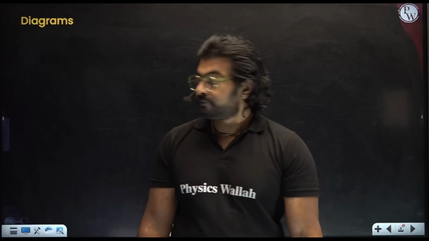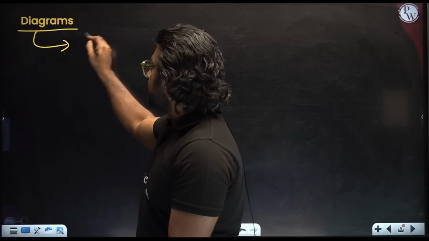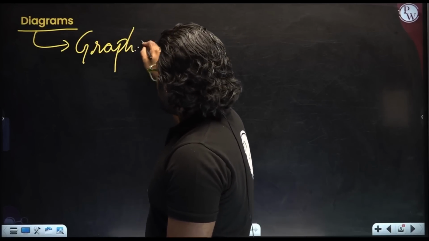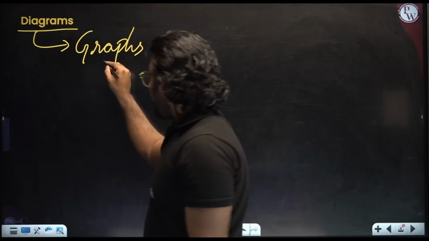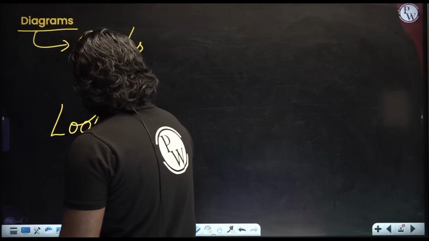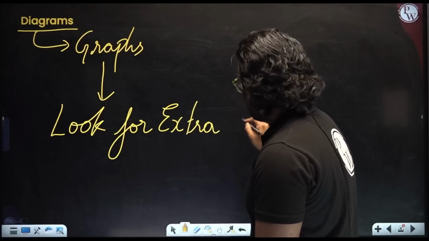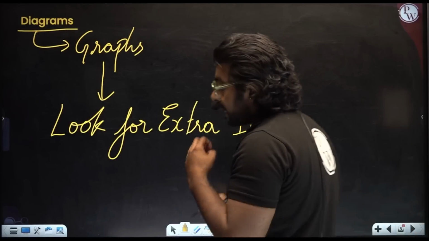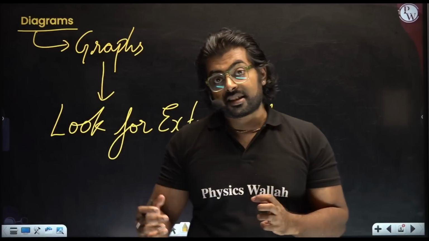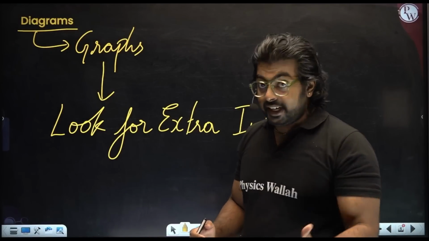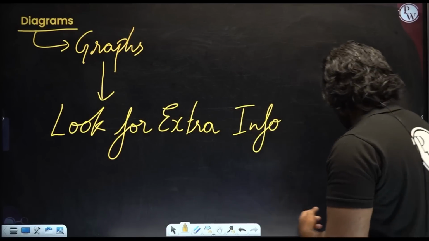So the next one is looking at the diagram. Sometimes there'll be diagrams or graphs given to you, and these diagrams or graphs will have extra information. So always look for extra info, because this extra information given in the graph will help you simplify the question to a very large extent, and sometimes will get you the answer immediately just by looking at the graph or the diagram. So diagrams and graphs are very important for you.